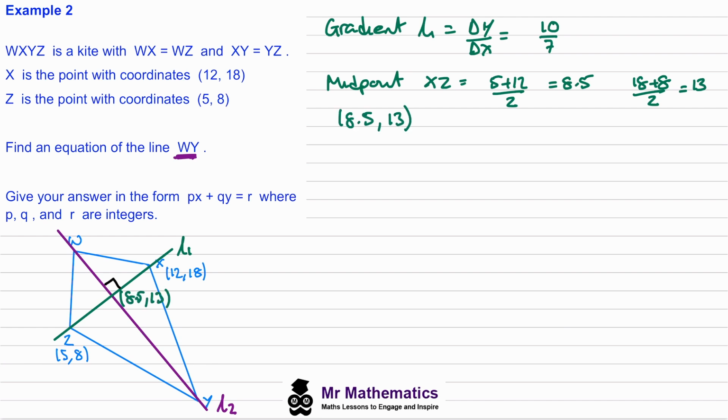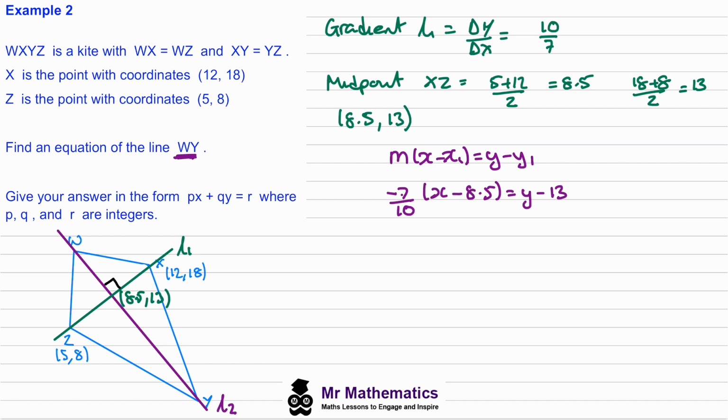So now we have the gradient of L2 and a point which it passes through. We can again use the equation of a straight line graph: m lots of x minus x1 equals y minus y1. We'll substitute in the gradient, and remember this is perpendicular to this gradient. So this will be negative 7 over 10 multiplied by x minus x1, which we can use as 8.5. This will equal y minus y1, which is 13.